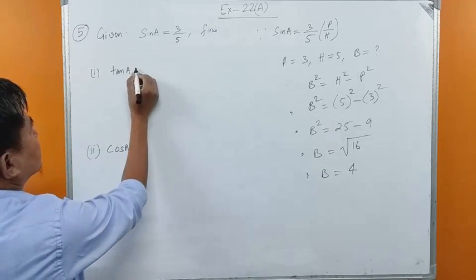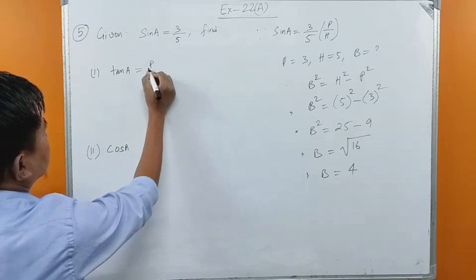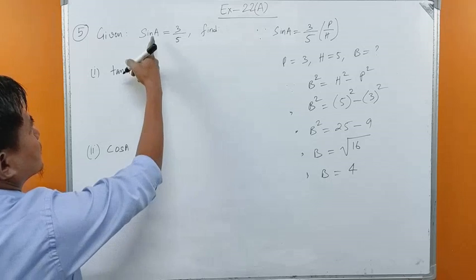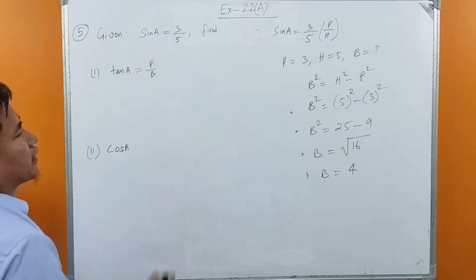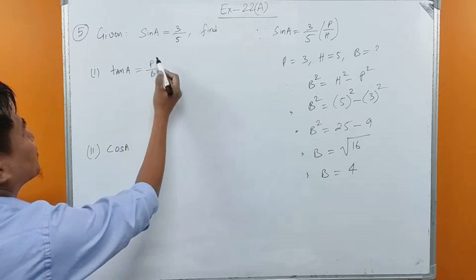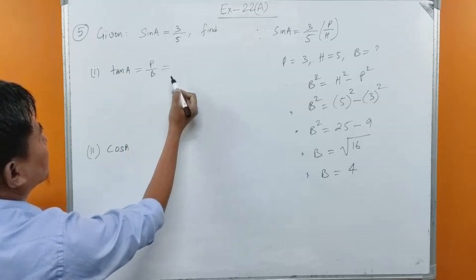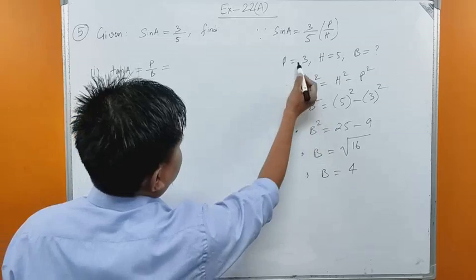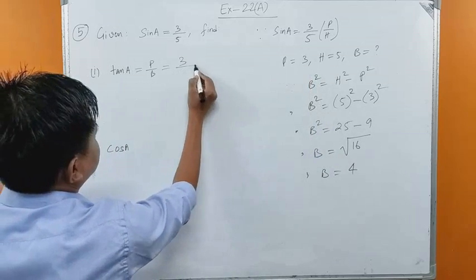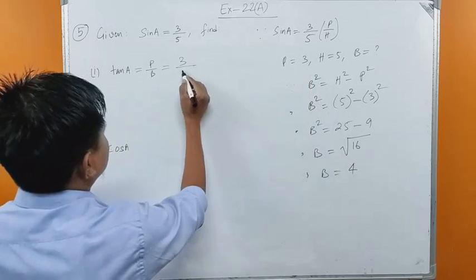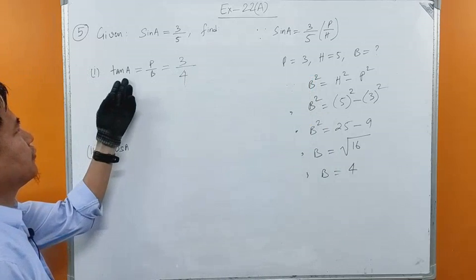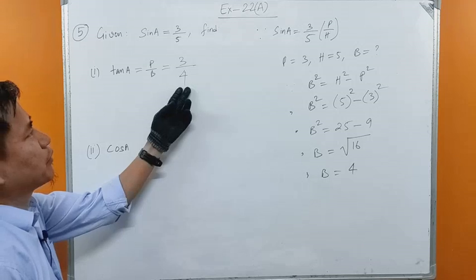Now let us find the value of tan a. Tan a means perpendicular upon base. Okay, angles should be same, then only we can use this value. So tan a is perpendicular upon base. So what is perpendicular? Perpendicular is 3, and what is base? Base is 4. So this is the answer for tan a. Tan a is 3 upon 4.